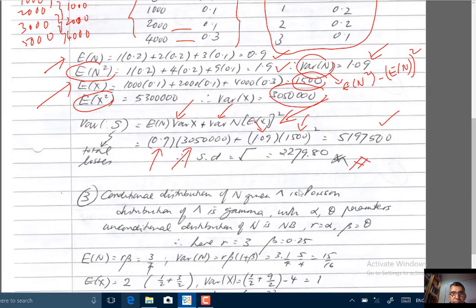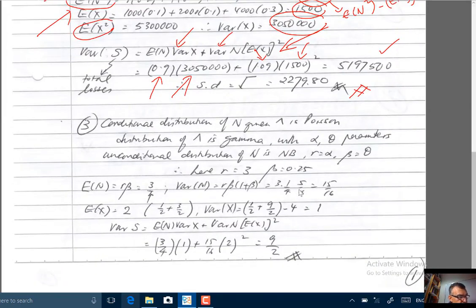Next question. Let me read the question. For aggregate claims, S equals x1 plus x2 right up to xn, you're given the conditional distribution of N given lambda is Poisson with parameter lambda. Okay, I've written that here. Lambda has a gamma distribution with alpha equals 3 and theta equals 1/4 as the parameters.